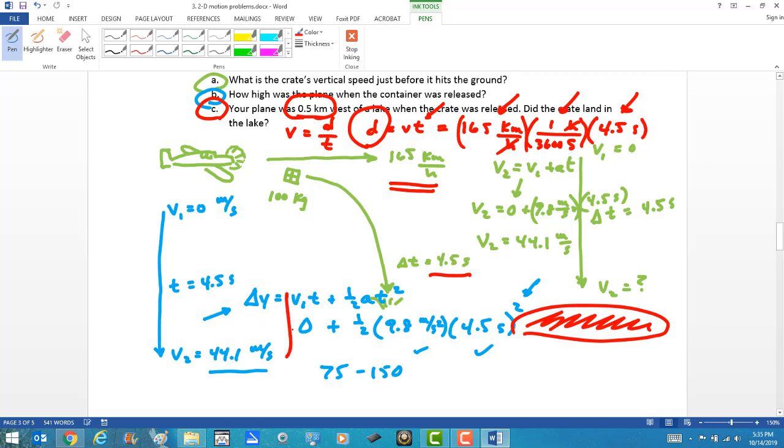There's the drop. So that distance apparently is 0.5 kilometers. And you just solve for the distance that the crate actually traveled. Is that more or less than 0.5 kilometers, in other words? And so this is a really good problem which illustrates how we isolate the y component from the x component in solving complex problems like this.